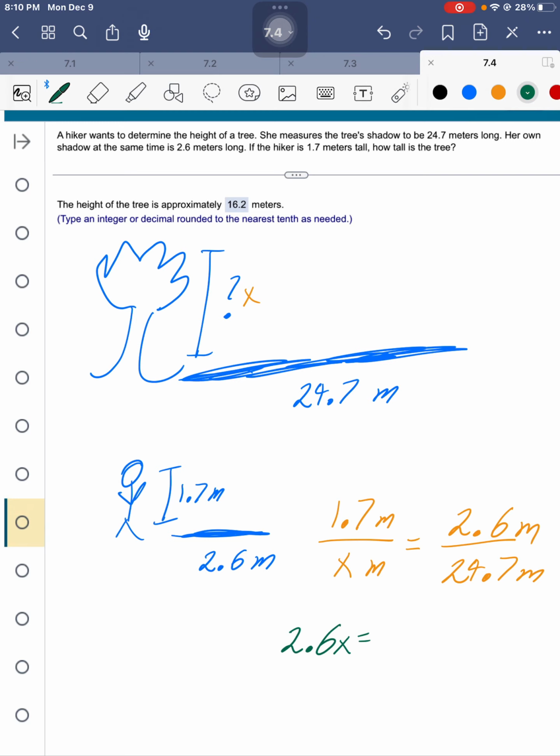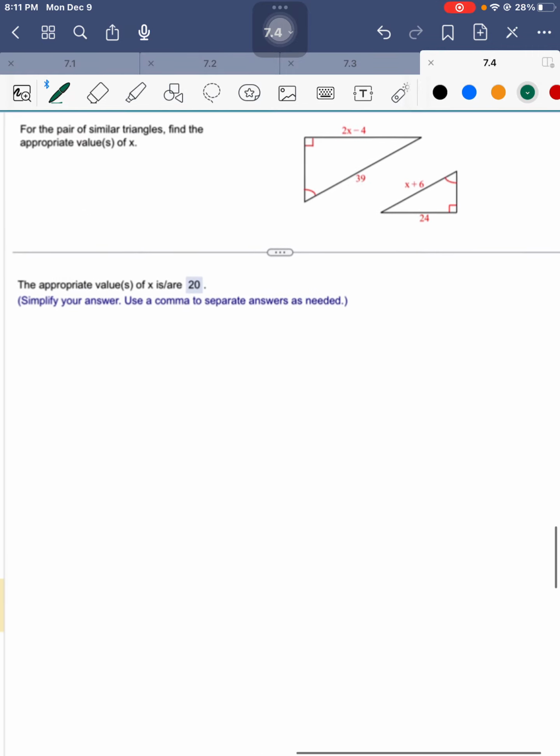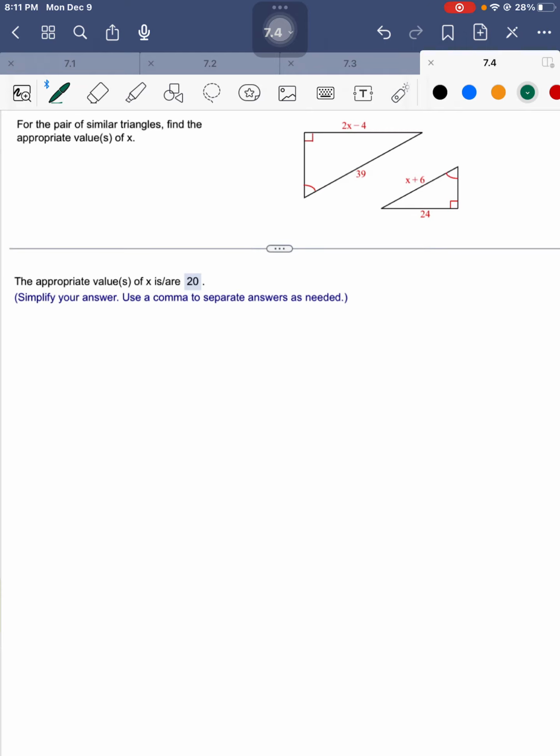So 2.6x is equal to, what is 1.7 times 24.7? That is 41.99. Divide by 2.6, divide by 2.6. So my x is equal to, rounded, it's 16.15. So if we were to round it to the nearest tenth, this is going to round this one to a 2. So that's why my answer is 16.2.